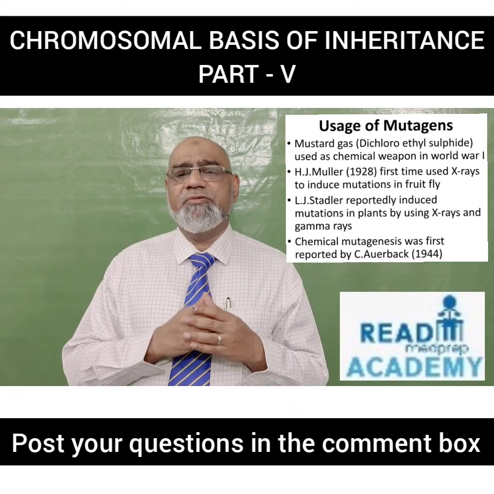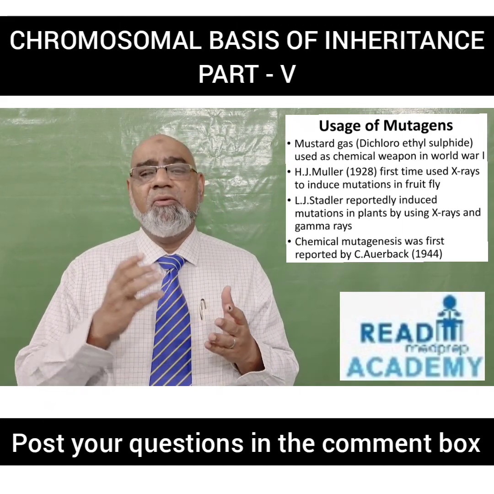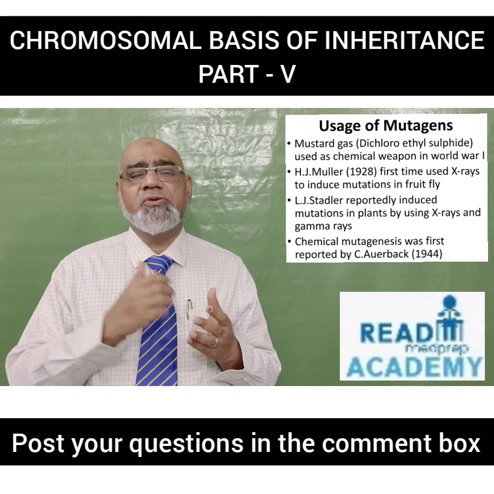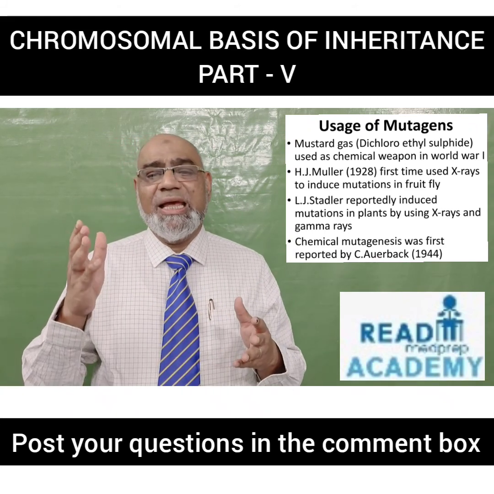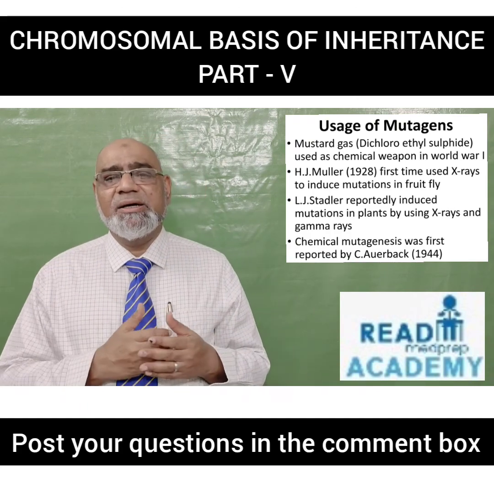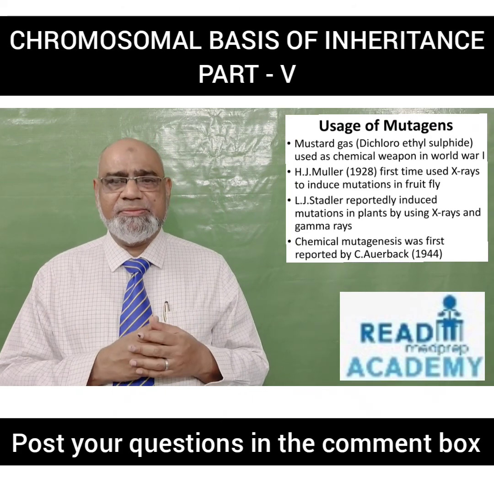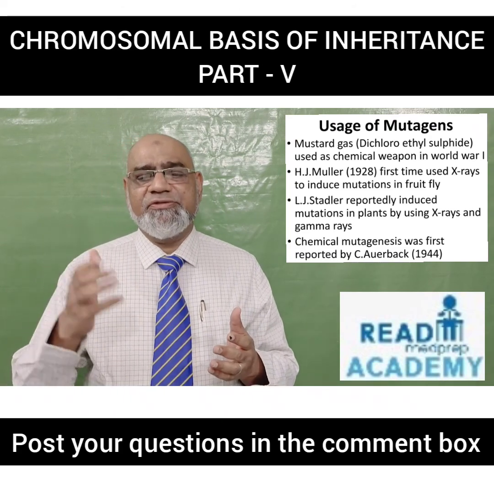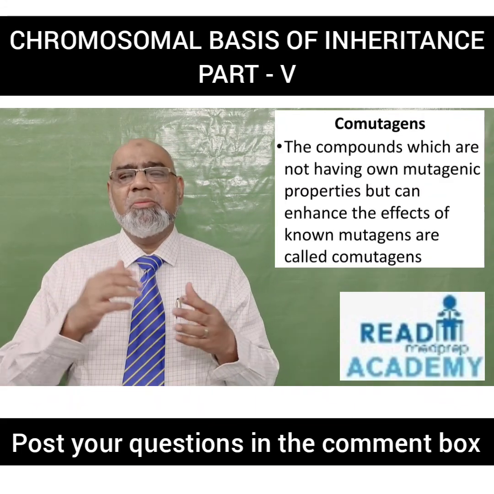Now, what are the uses of mutagens? Mustard gas, dichloroethyl sulfide, was used as a chemical weapon in World War I. H.J. Muller in 1928 first used X-rays to induce mutations in fruit fly. L.J. Stadler reportedly induced mutations in plants by using X-rays and gamma rays. Chemical mutagenesis was first reported by C. Auerbach in 1944. What are co-mutagens?